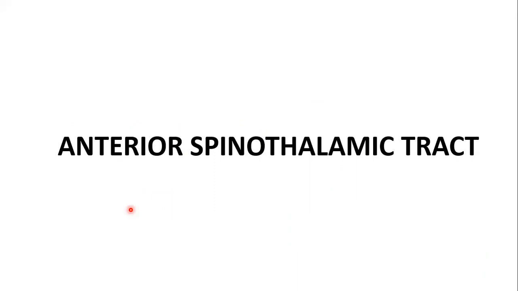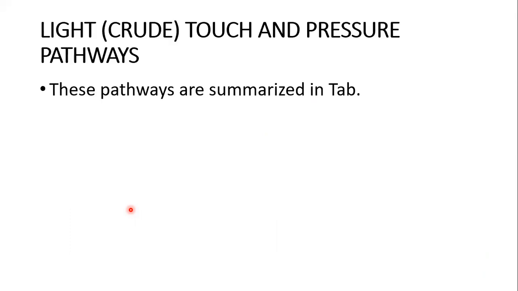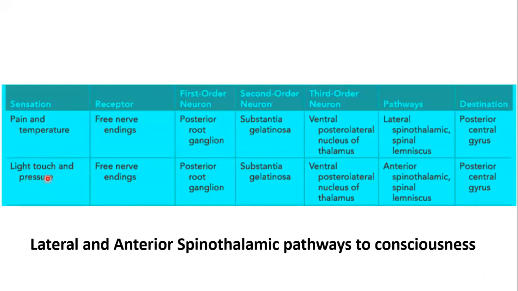So this was about the lateral spinothalamic tract, and similarly a few words about the anterior spinothalamic tract. They are summarized in the table. This table shows the sensations conveyed by the anterior spinothalamic tract to consciousness. The sensation is light touch and pressure. The pathway is the anterior spinothalamic tract together with the spinal lemniscus. Now this was described to you already. Free nerve endings are the receptors. The first order neurons are in the posterior root ganglion, same, the second order neurons are in the substantia gelatinosa, same, and the third order neuron is in the ventral posterolateral nucleus of the thalamus, the same, right? So the first order, second order, and third order neurons of these lateral and anterior spinothalamic pathways are the same.